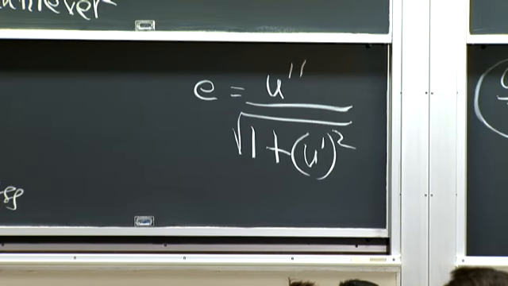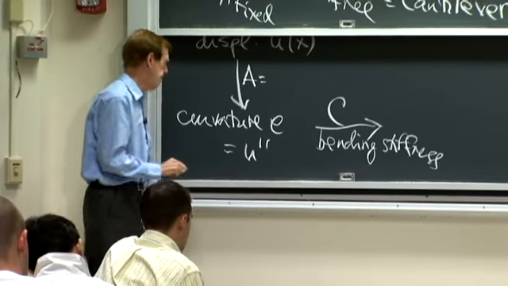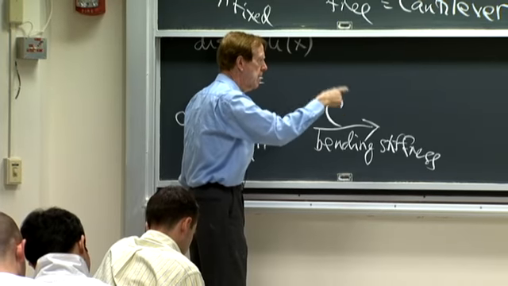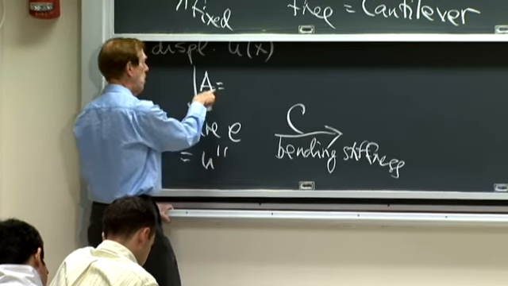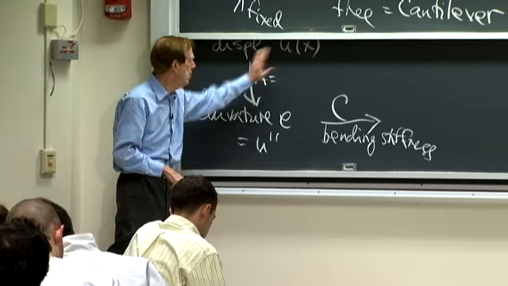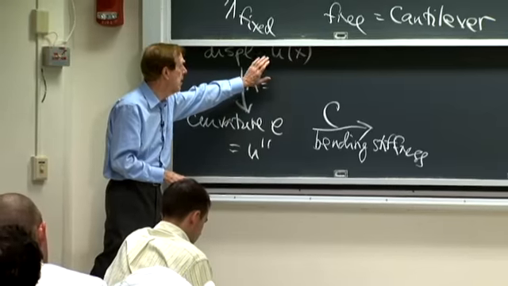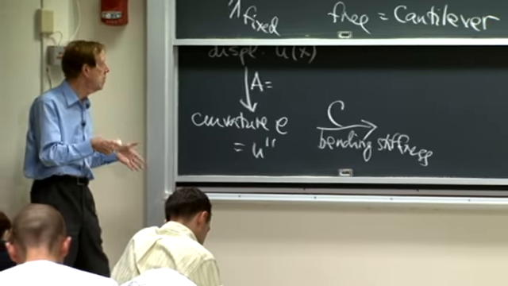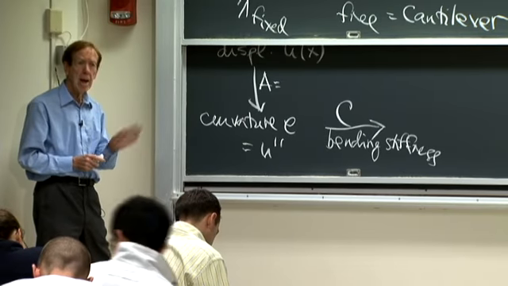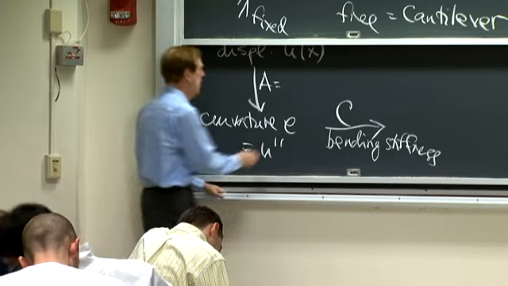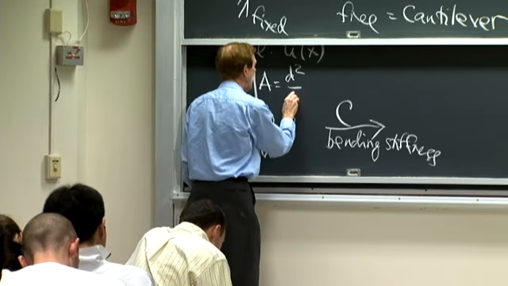But I'm just going to take u double prime. So this is an approximation. So that means that what is A now? What's my matrix A, or my operator A that gets me from U to E? What's the E equals AU equation? A is just second derivative. That's something new. A is second derivative.